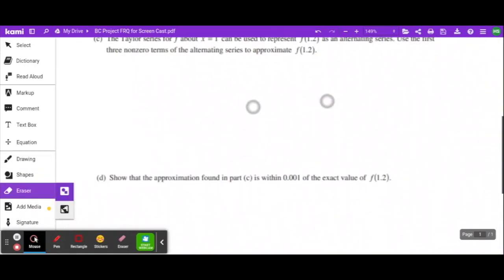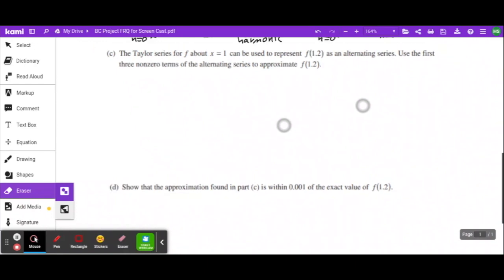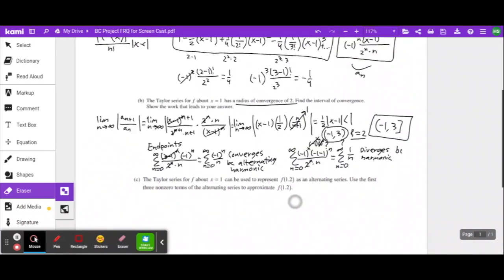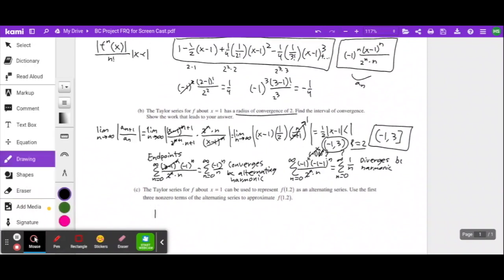Alright, let's solve part C now. The Taylor series for f about x equals 1 can be used to represent f of 1.2 as an alternating series. Use the first 3 non-zero terms to approximate it. Sweet, this is easy. We found those in part A. All we gotta do now is plug in 1.2. I'll plug in 6/5 because I find fractions a little bit easier to deal with. And for this problem, remember, we don't have a calculator.